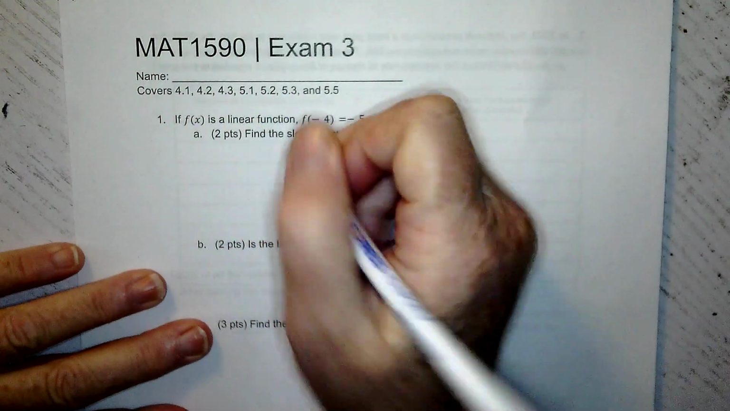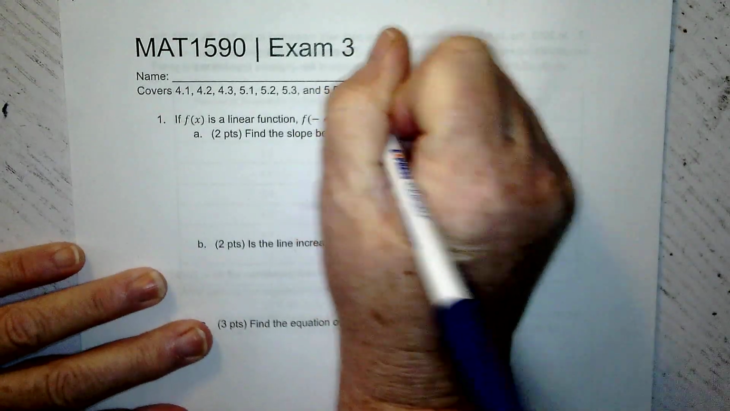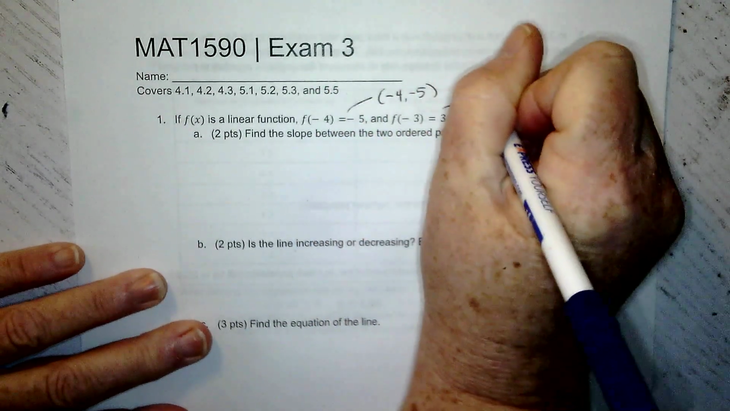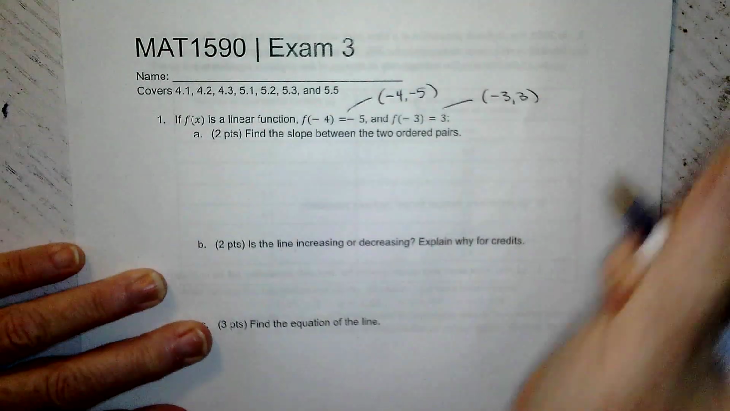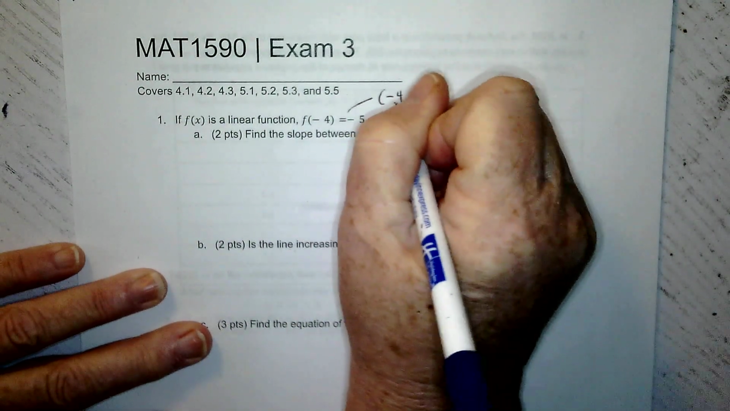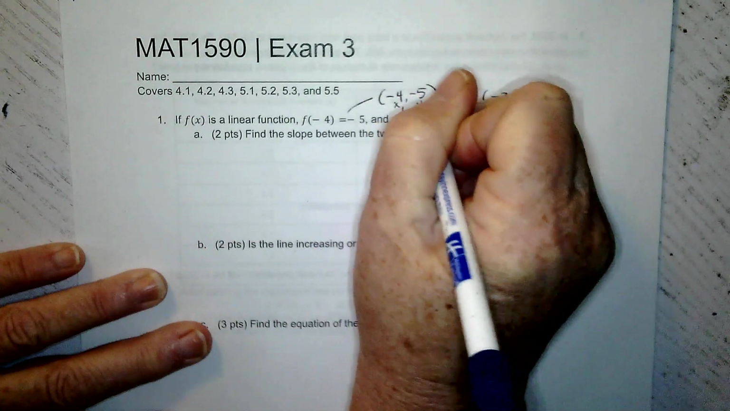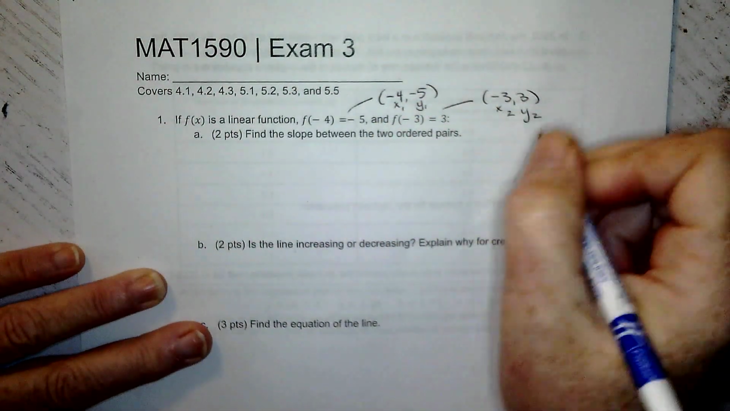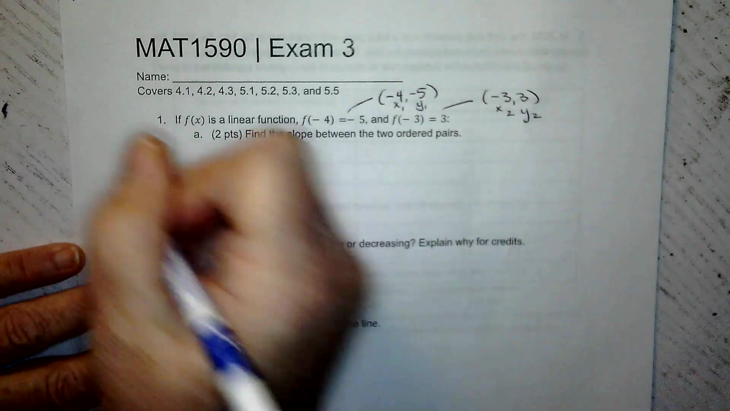Now, I discussed this on the review to make sure that you understand that this is negative 4, negative 5, and that this is negative 3, 3. Most of you did very good with that as far as remembering it. Please label your points, because there were some mistakes on this. And then also make sure that you have the formula that you need for it.